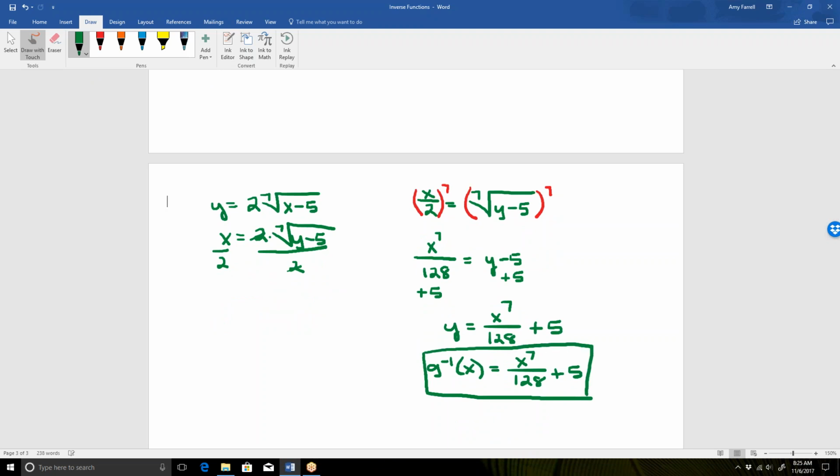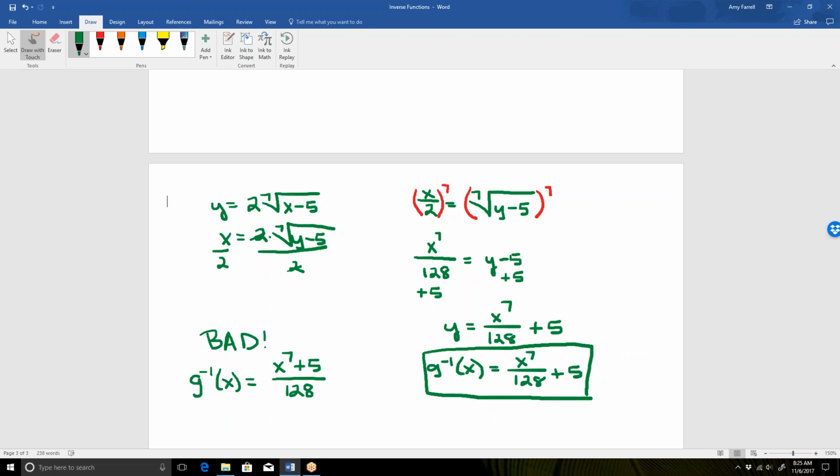I have some students that will do this. Okay, so I'm going to say this is bad. Don't do this. Some students will do this. They'll take that 5 and for some reason they'll add it in the numerator. Don't do that.